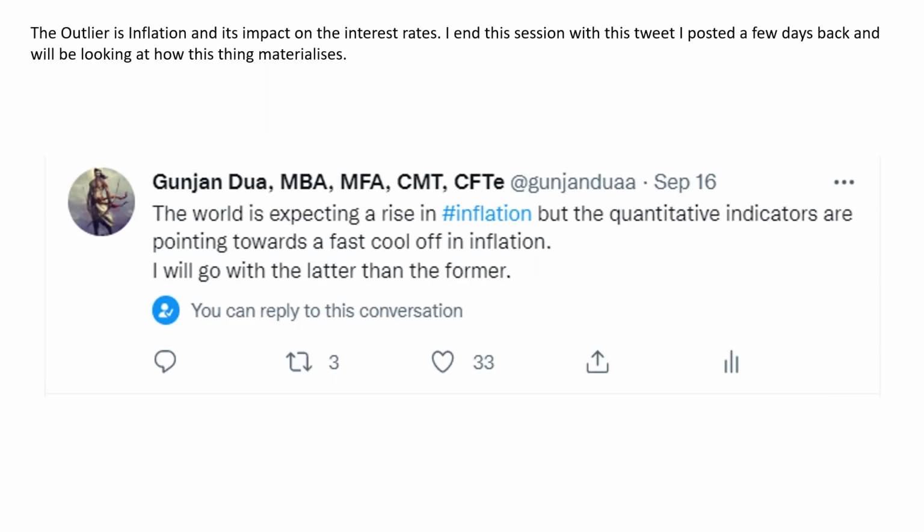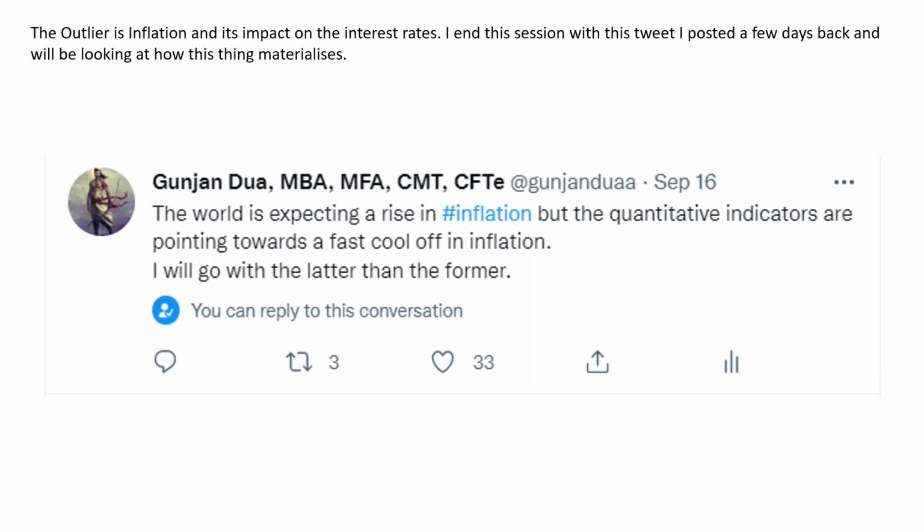The last slide, I'll leave it with this. The outlier is inflation and its impact on the interest rate. I made a tweet. I end this session with this tweet, and we'll see how this thing materializes. So, मैंने tweet की थी. The world is expecting a rise in inflation, but the quantitative indicators are pointing towards a fast cool off in inflation. I will go with the latter rather than the former.